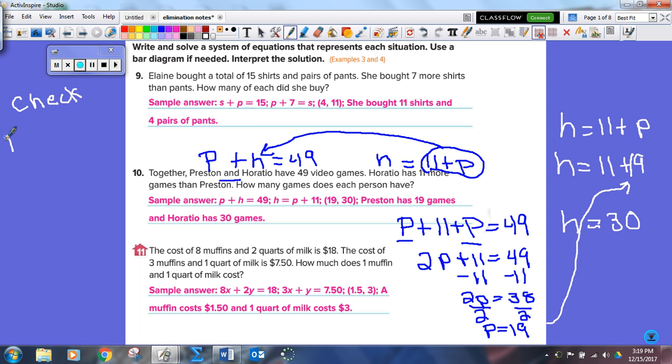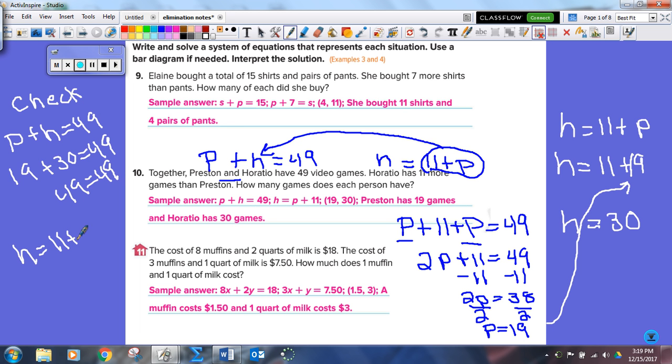So I get P plus H equals 49. It's 19 plus 30 equals 49. 49 equals 49. My other equation is H equals 11 plus P. So 30 equals 11 plus 19. 30 equals 30.